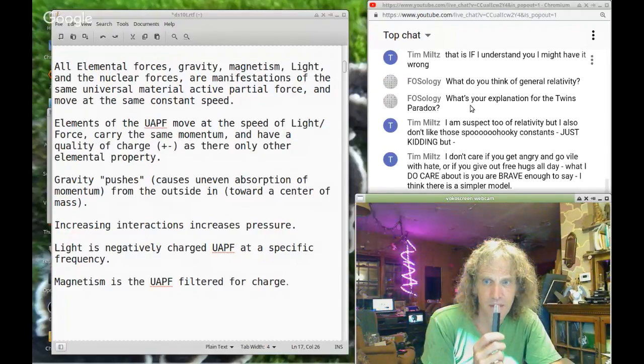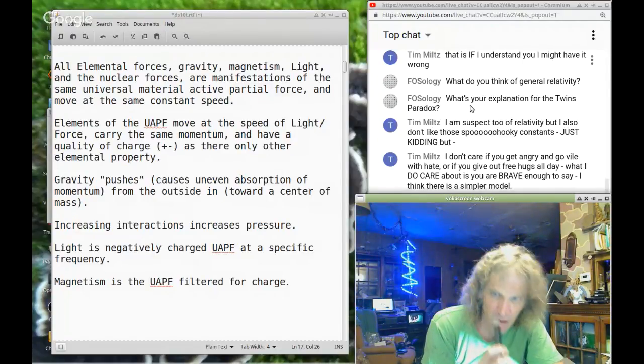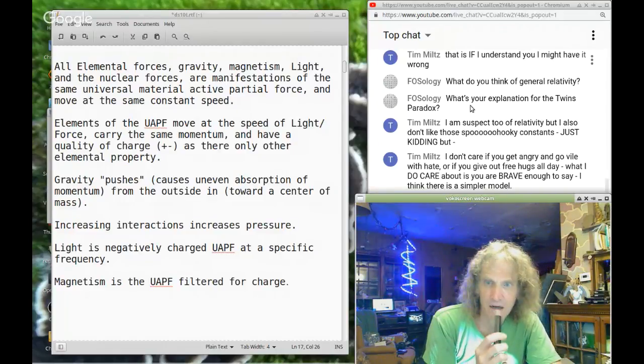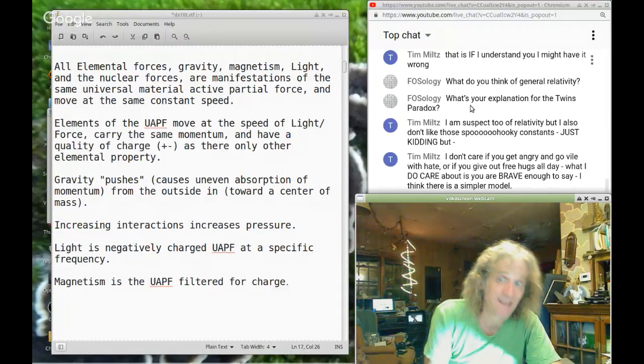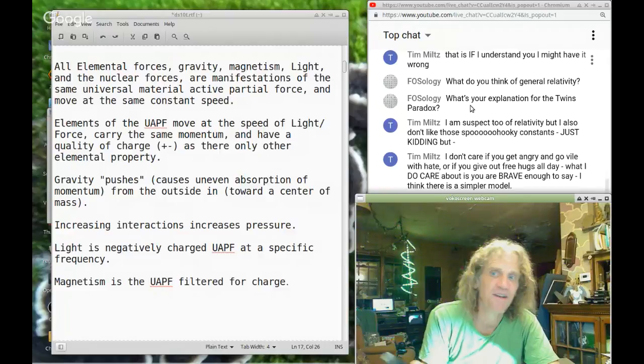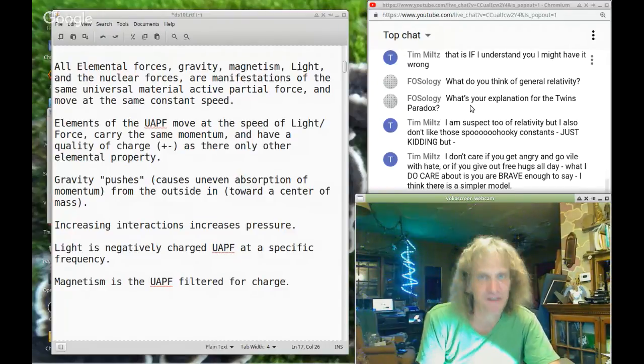I don't care if you get angry and go vile with hate, or if you give out free hugs all day. It sounds like it's going to be irrelevant. What I do care about is you're brave enough to say, I think there is a simple model. Well, it's not even that I'm brave enough to say it. I always said it. Point is now I can demonstrate that it works.